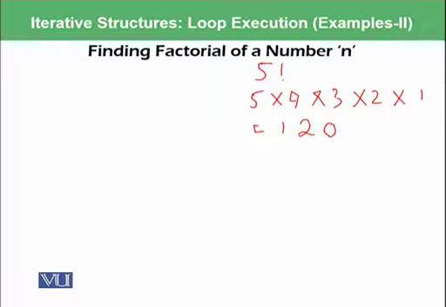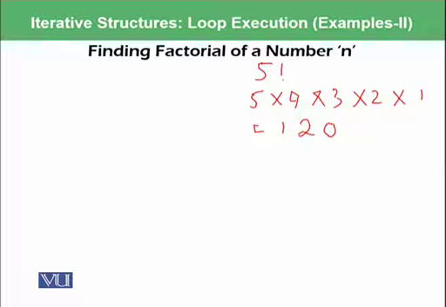You can see that there is a repetition starting from 1 on the right side and going towards a number on the left side, and we are always multiplying the answer of the previous number with the current value of the iteration. So let's try to write the pseudocode of it using loop structure.